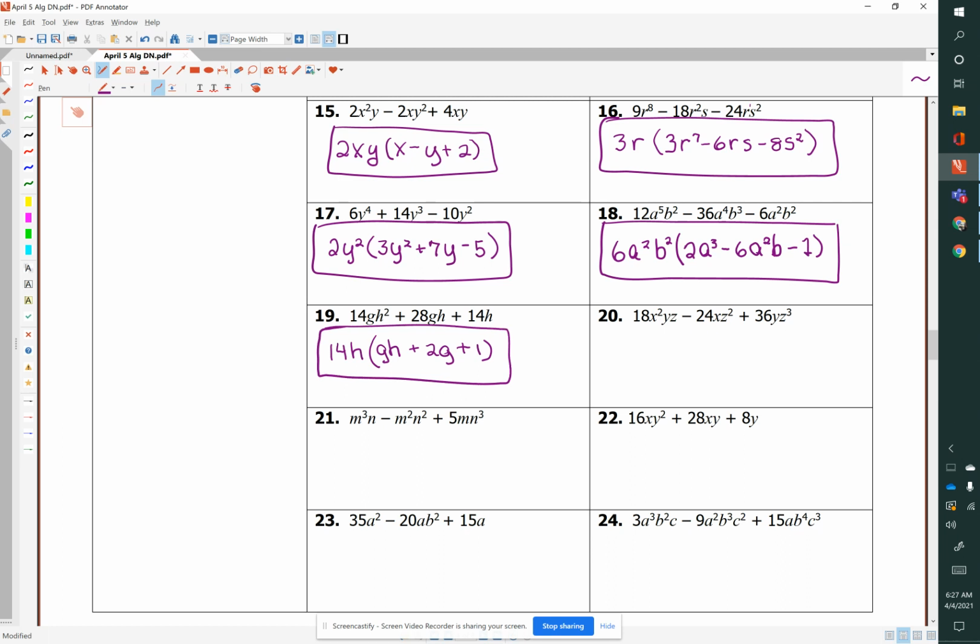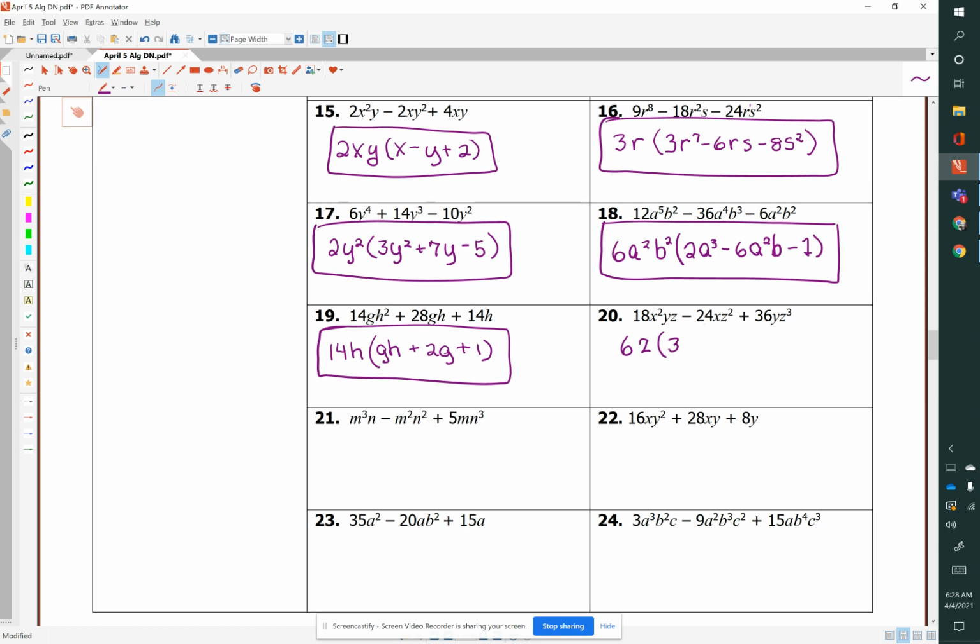And number 20, 18x squared yz minus 24xz squared plus 36yz to the 3rd power. We cannot factor out a y because we don't have a y in the middle term, but we can factor out a z, and the greatest common factor of 18, 24, and 36 is 6. So we're going to factor out 6z.